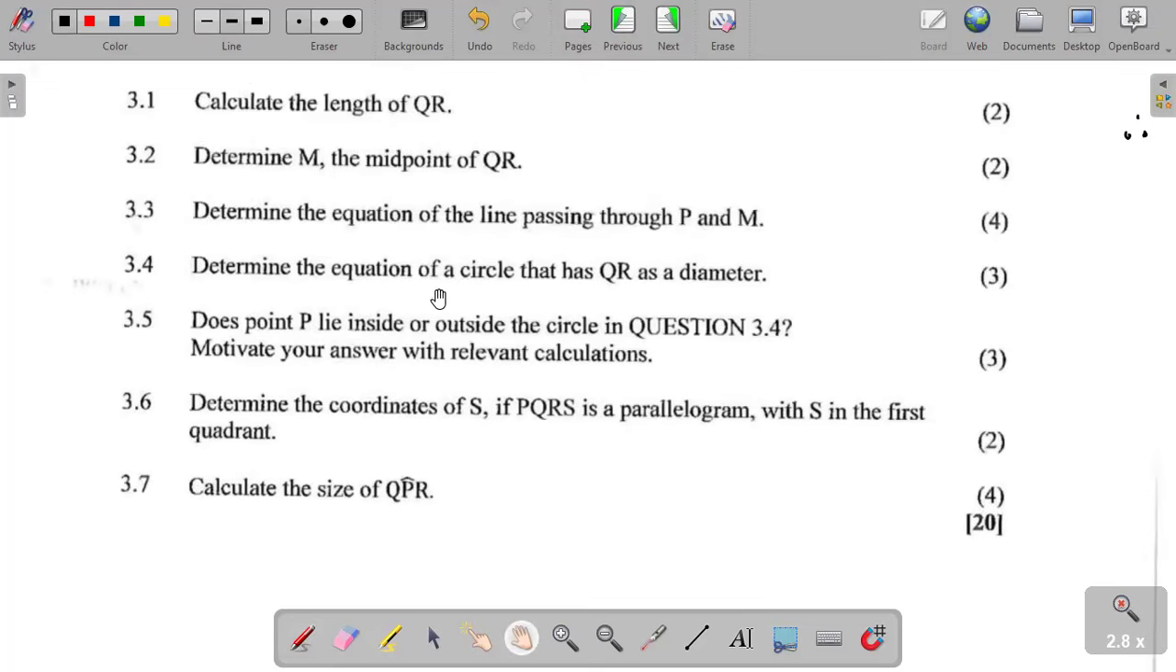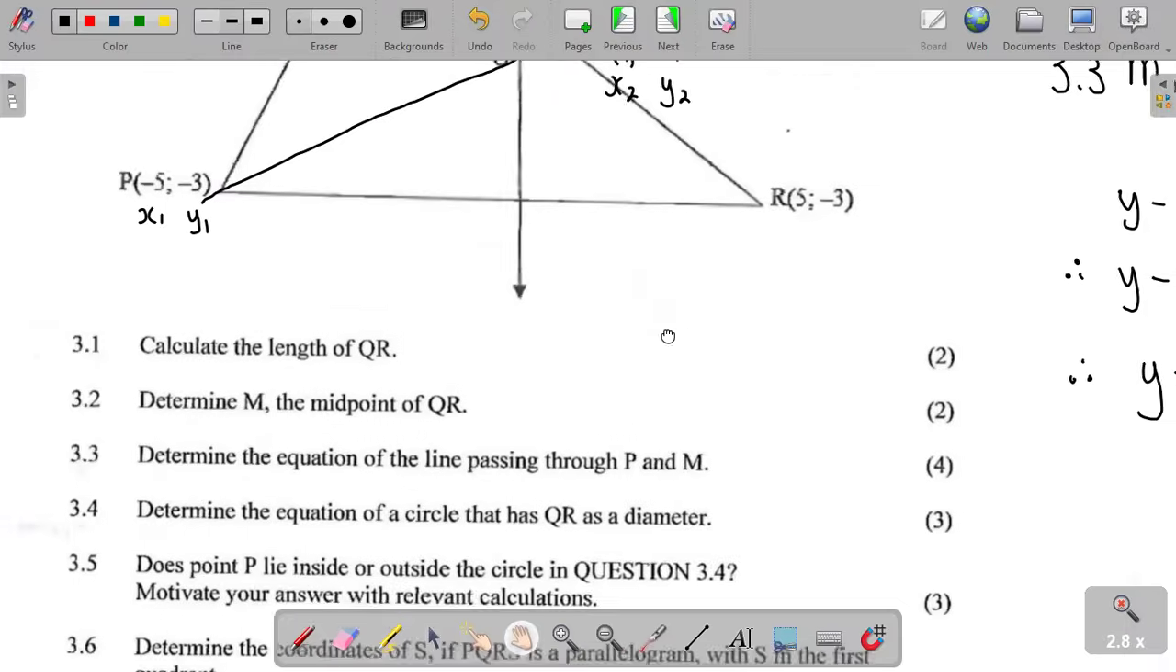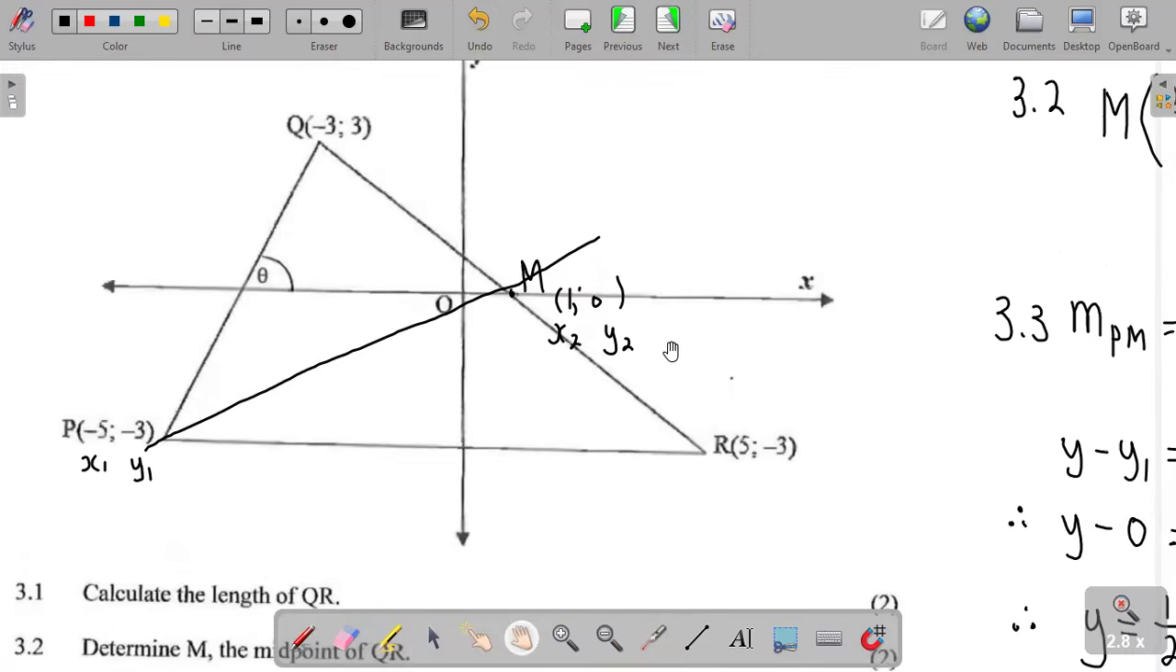Determine the equation of a circle that has QR as a diameter. So if it has QR as a diameter, what does that mean? It means that it's going to have M as a center. So the center is going to be 1 and 0. That's what it means.